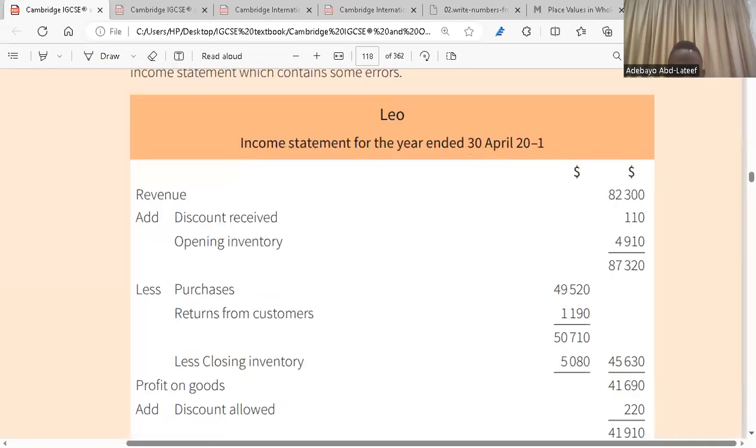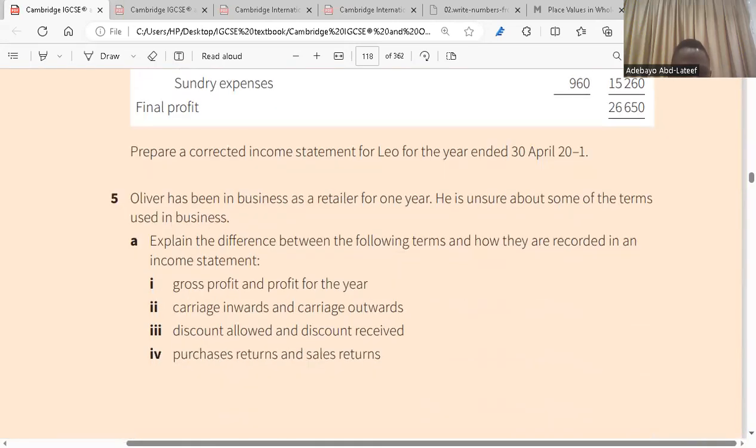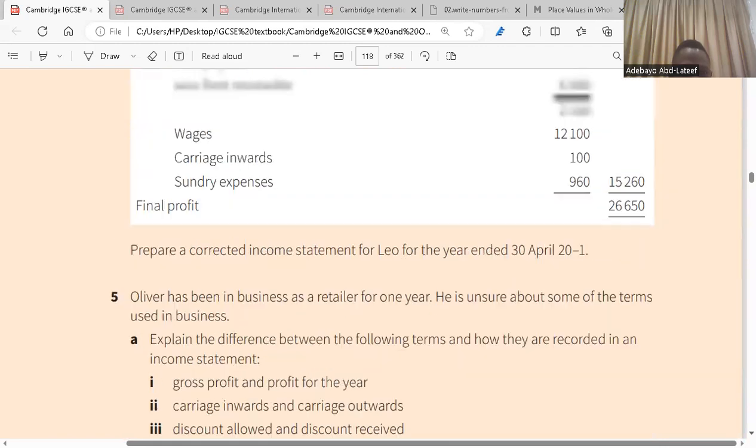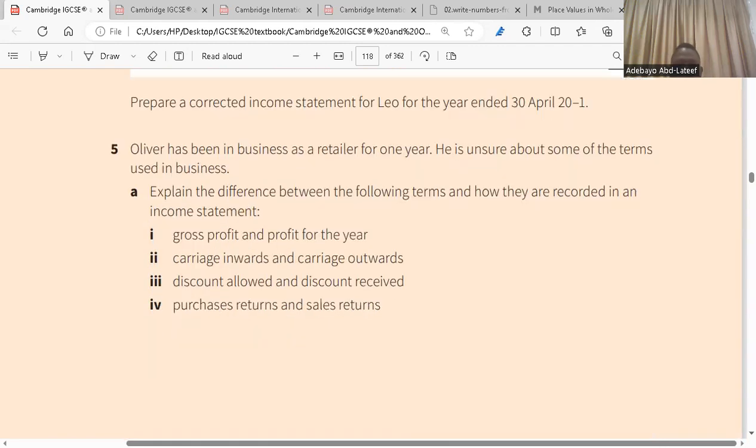Question 4. Let's see. Prepare is no. That's going to take a long time. So we stop there, right? Yes.